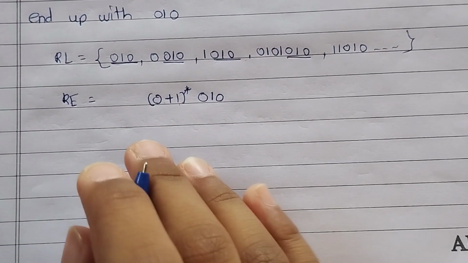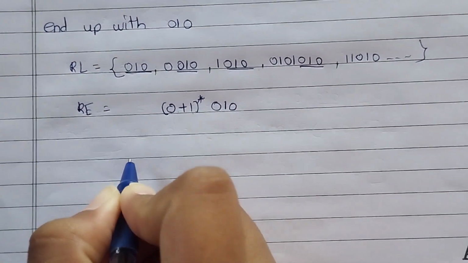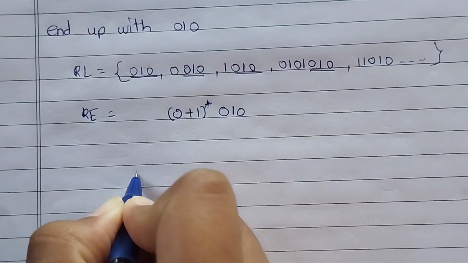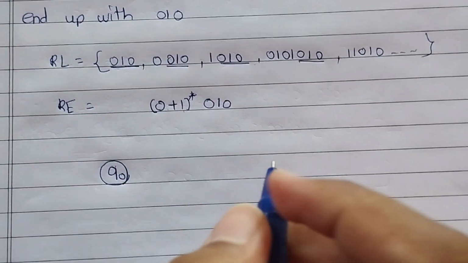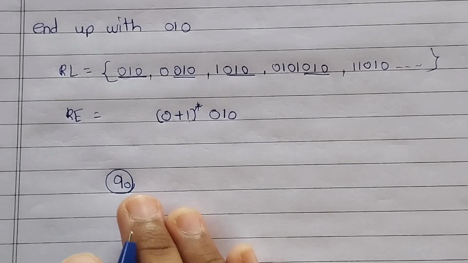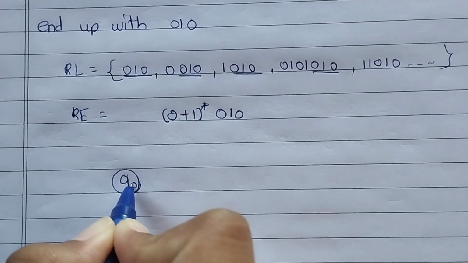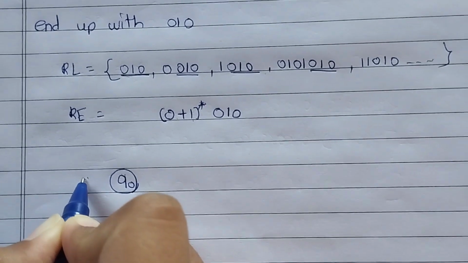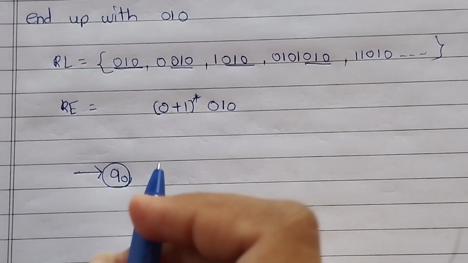Now we draw the DFA for this. So in a DFA, first there is the initial state. This can be any Q1, Q2, Q3 or A, B, C, D. Whatever name you want to give the state, you can give. Then suppose this is my initial state, denoted by this arrow, and this is Q0.